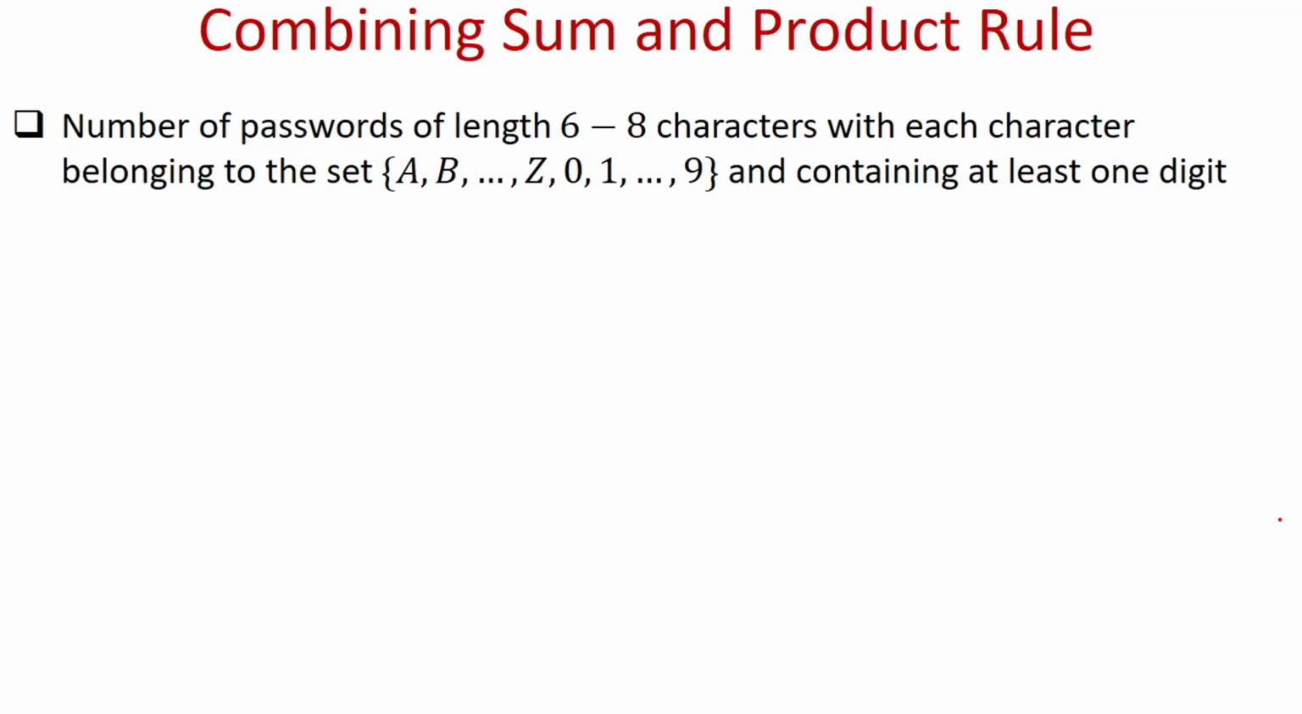So suppose we are interested to find out the number of passwords of length either 6 or 7 or 8 characters. That means the password can be either of length 6 or of length 7 or of length 8. And the restriction is that each character can belong to the set A to Z or the numerics 0 to 9. That means the characters could be English alphabets or digits. And we also want passwords to have at least one digit. So these are the various requirements on the password. It should be of length either 6 or 7 or 8. The characters should be either English characters or digits, and the password should have at least one digit. And we are interested to find out how many such passwords we can have, right?